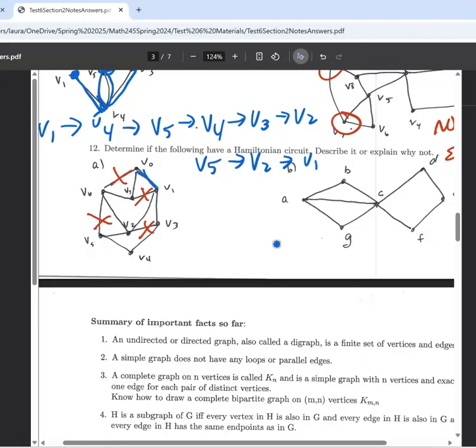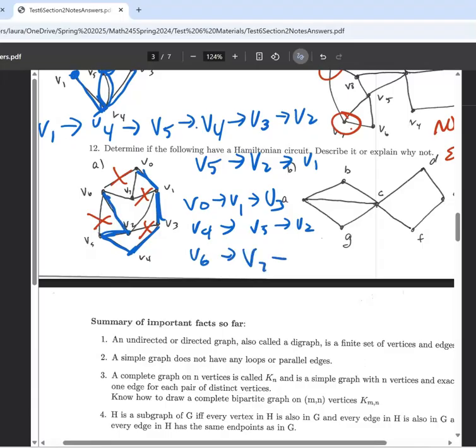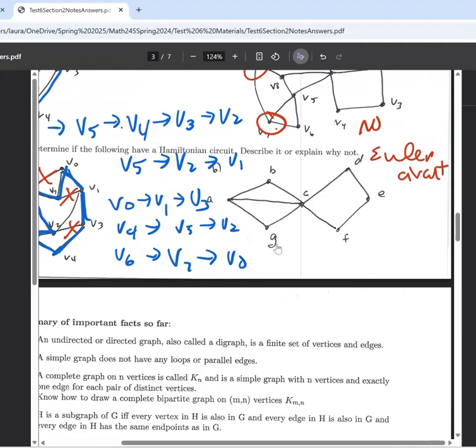So I go V0 to V1, and then I go down, hold on a second. Okay, then I went down to here to V3, and then down here to V4, and then here to V5, and then I went to V2, and then I went to V6, and then I went to V7, and then I went to V0. There it is. So that's a Hamilton circuit. So it does work.